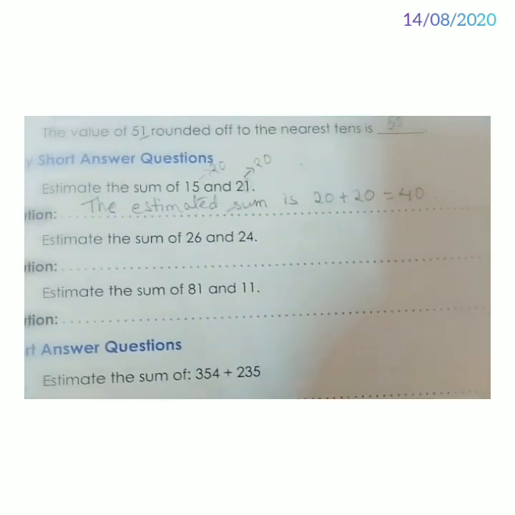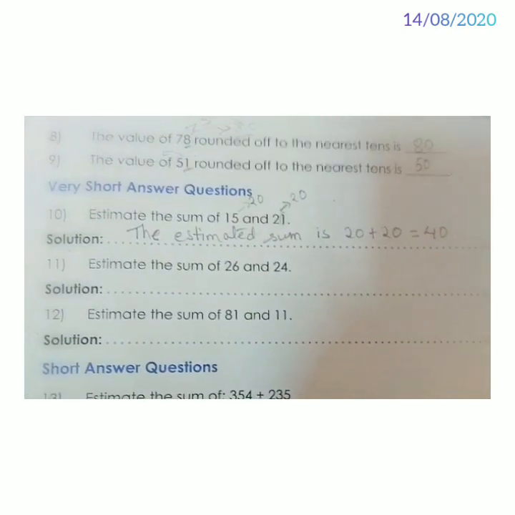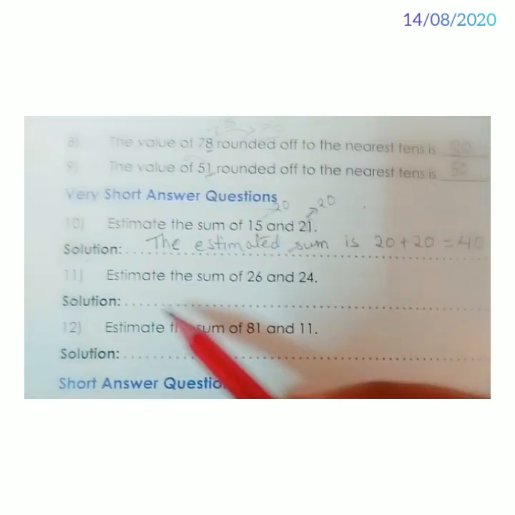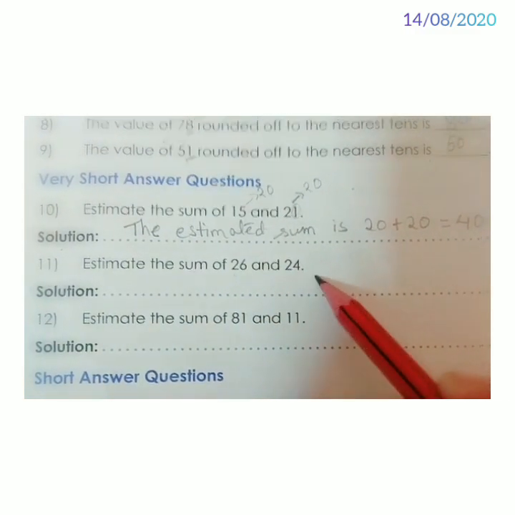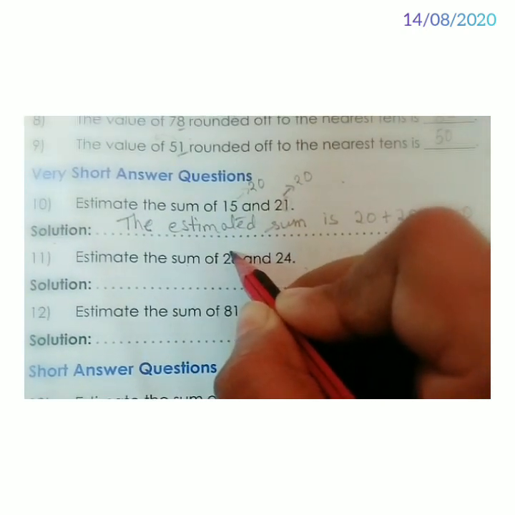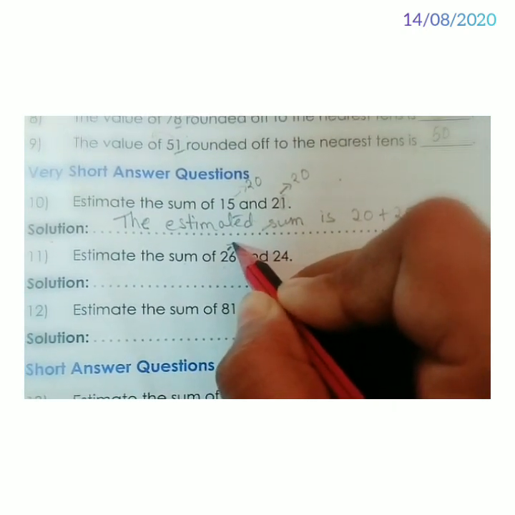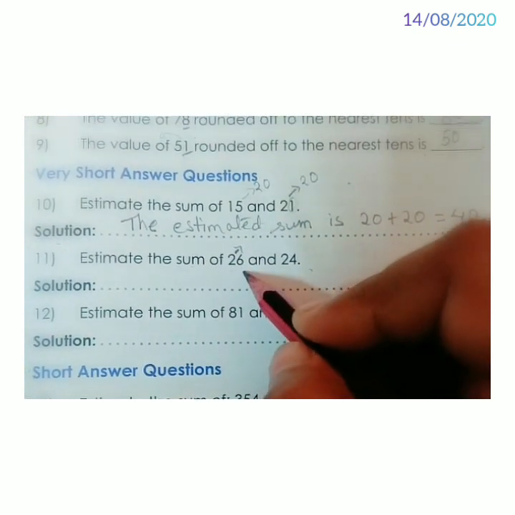The estimated sum is 20 plus 20 is equal to 40. Okay, now the next question. Estimate the sum of 26 and 24. So what do you have to do, dear children? You have to find out the number to the nearest 10 of 26.